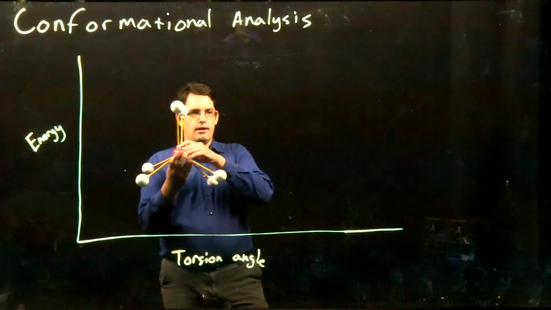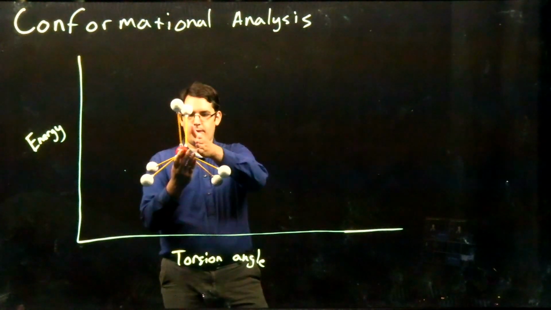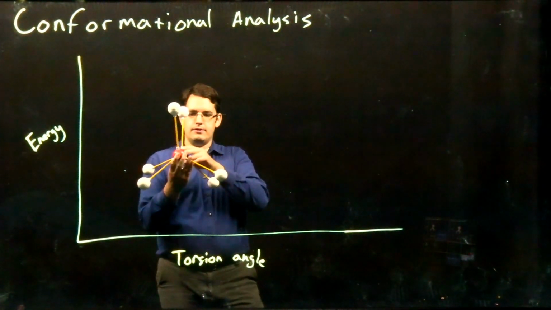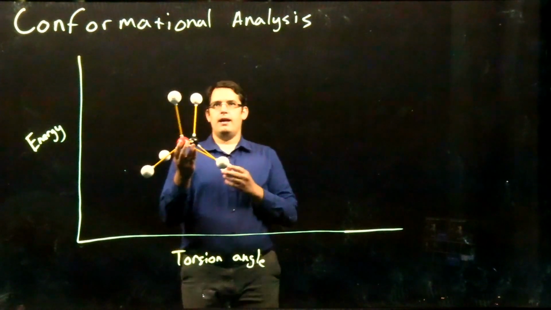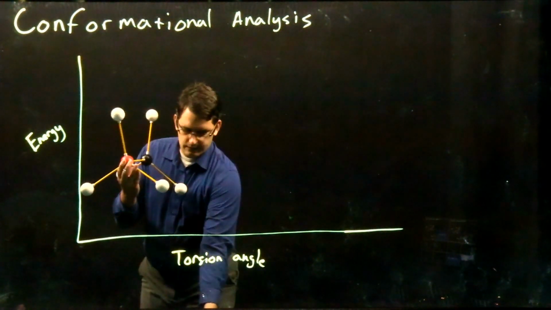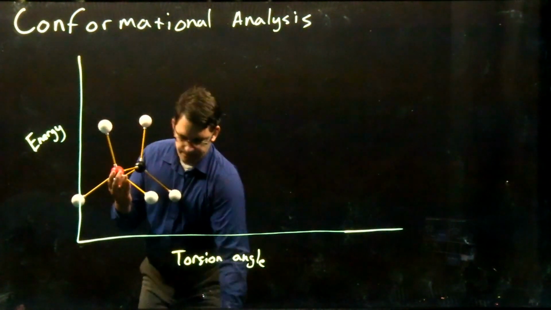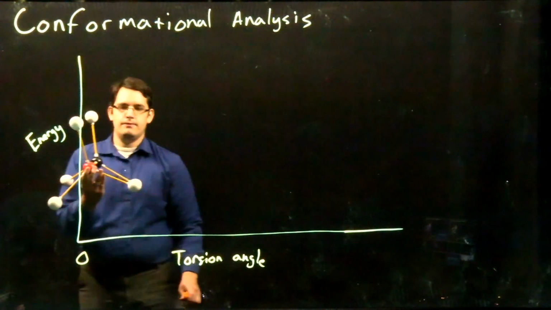So we're going to look at our ethane structure here. Again, I'm looking at it in essentially my Newman projection where we're looking straight down the bond between our two carbons. This is at angle 0. So we have our 0 angle right here, 0 degrees.